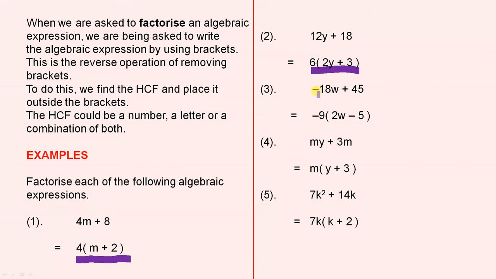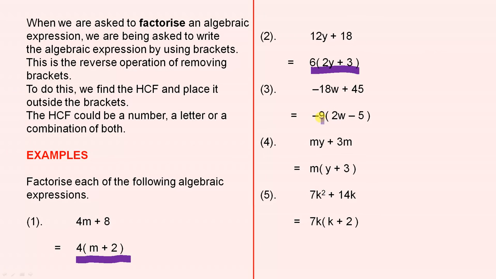Sometimes you can have a minus or negative sign at the front. So we have minus 18w plus 45. Now, what's the highest term that divides into minus 18w and 45? Well, we can use minus 9, because it's best to have the first term in here as a positive.